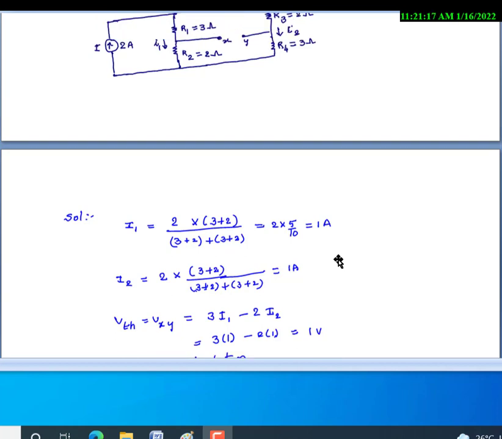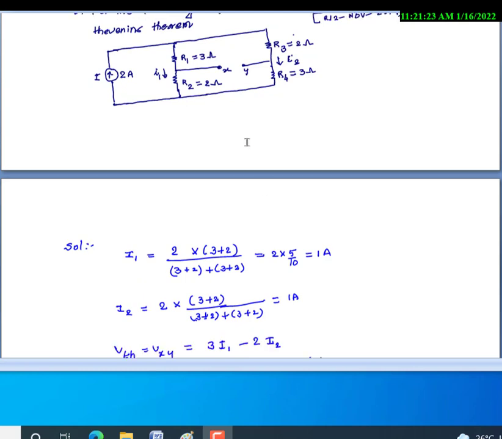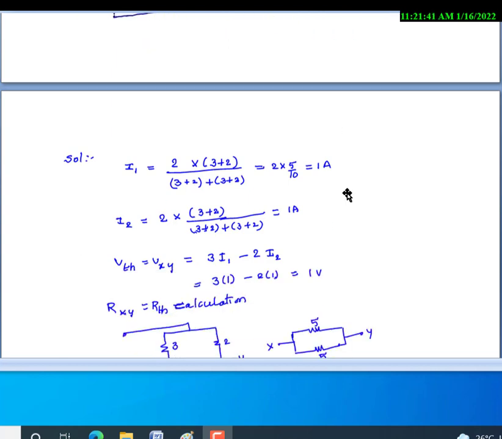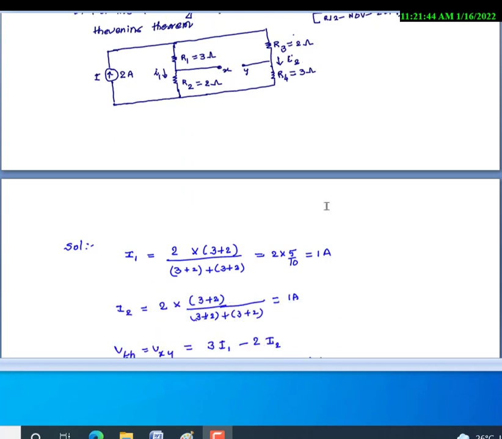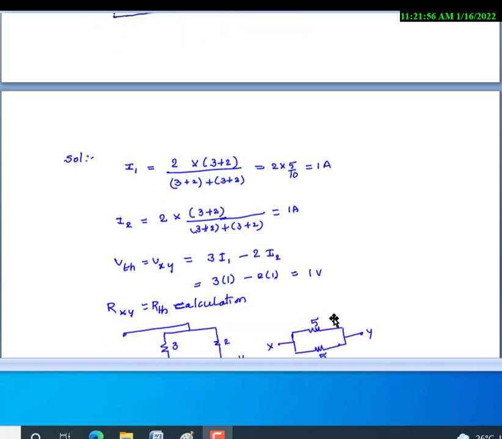Having known this, we can find out the voltage across X and Y, which we call Vxy. To get that voltage, we have to calculate the voltage drop across this and the voltage drop across this. The difference of those will give the V Thevenin, that is Vxy, which is nothing but 3I1 minus 2I2. Because I1 and I2 values are the same, that is 1 and 1, we substitute those values: 3 into 1 minus 2 into 1. Then we get 1 volt as the Thevenin's voltage with respect to the X and Y terminals.